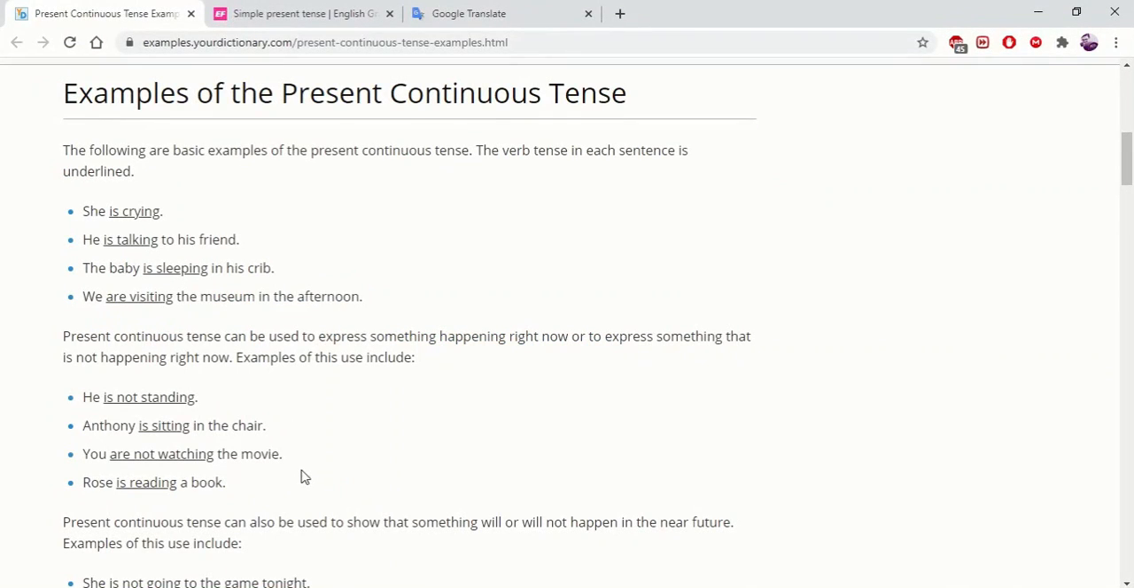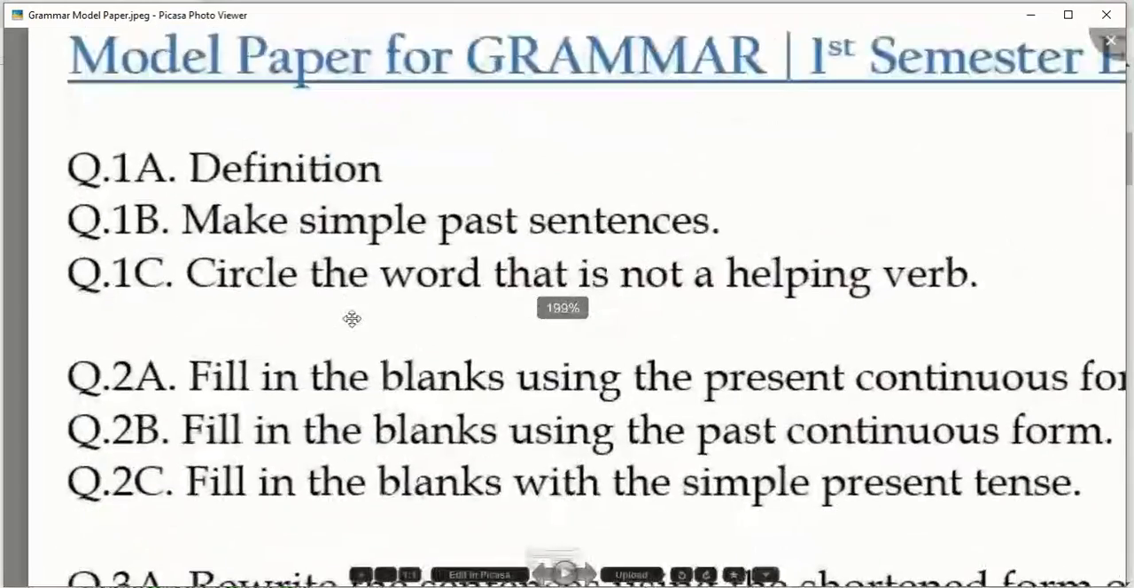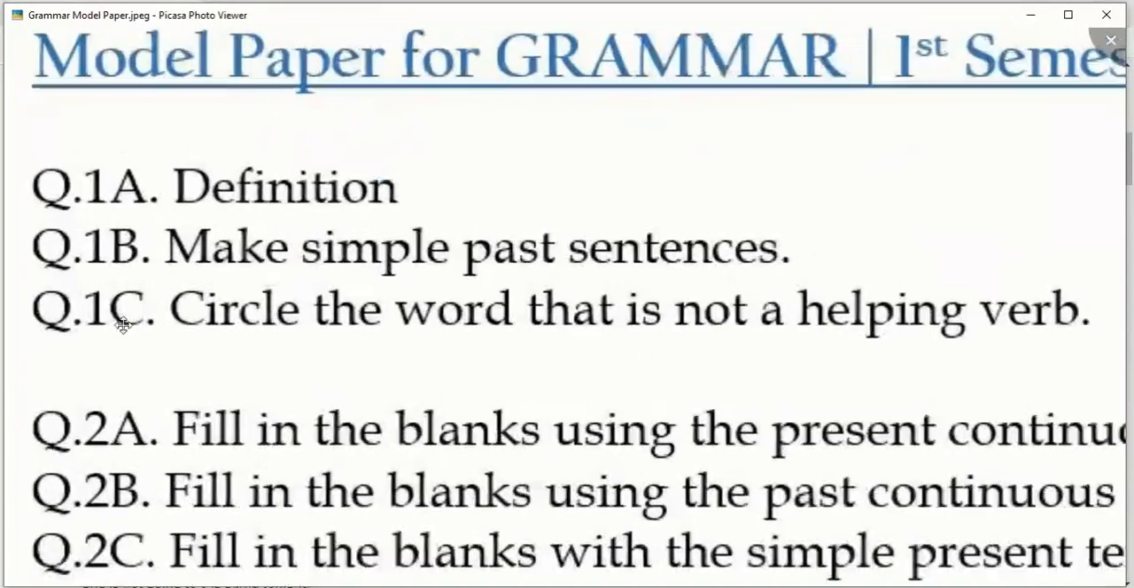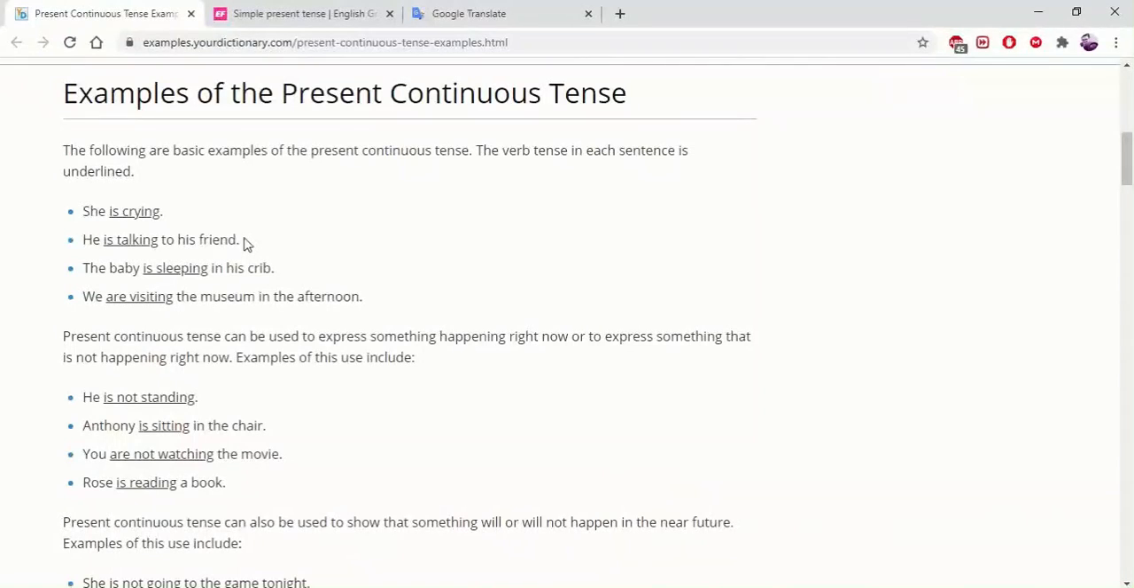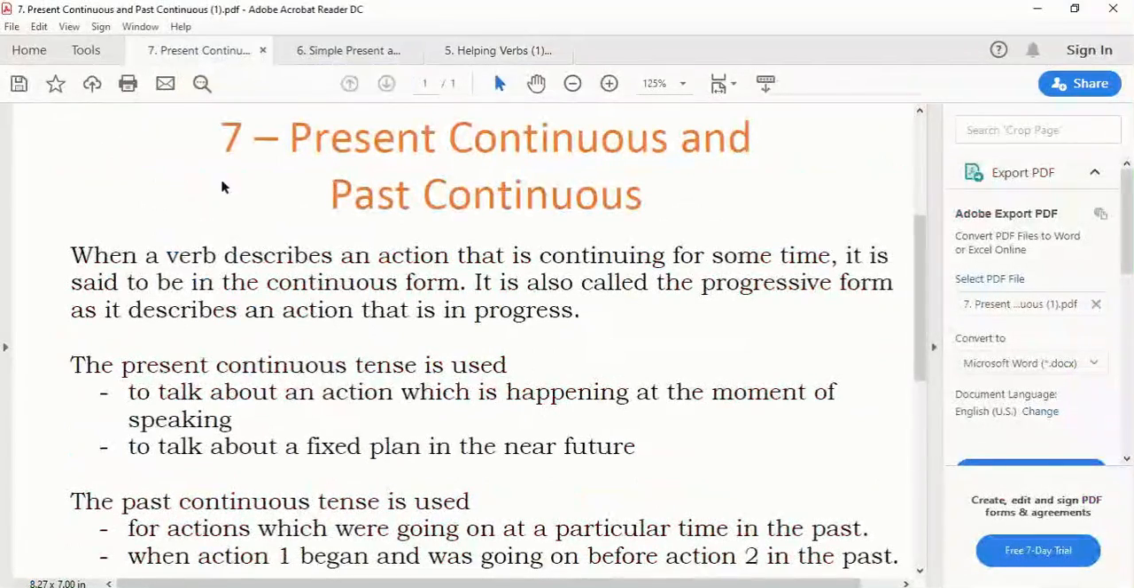Here is our model paper. As I told you, we are going to keep it in 4 parts. So our first part is going to be only this much. Question 1A, 1B and 1C. First one is definition. Now in our syllabus, that means lesson number 5, 6, 7 and 8, we have just one definition, that is in chapter 7. We will start with that.